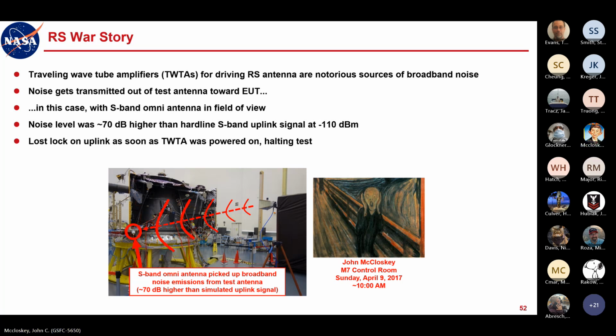Now, we did some calculations, and again, Ken Javor was out there supporting the test in person with us, and he was instrumental in turning around some calculations very quickly to determine, most importantly, that we didn't damage the front end of the receiver.